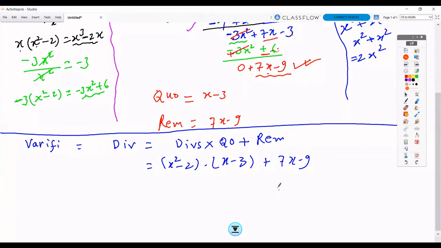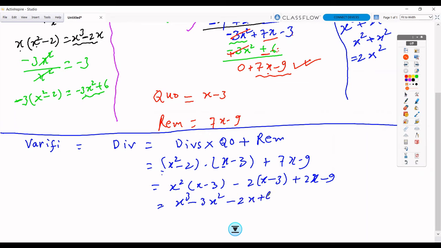Whether they are asking or not, you may verify it easily. You are supposed to multiply it. So x square minus 2 times x minus 3. Do it very carefully. Do it step by step. Otherwise, when you omit the steps, you may commit a mistake. So to avoid mistakes, you are supposed to follow the step by step solution process. So x cube minus 3x square minus 2x plus 6 plus, sorry, this is 7x, 7x minus 9.